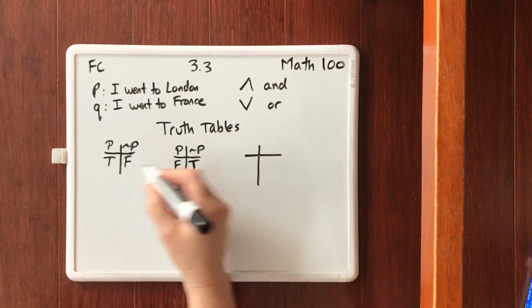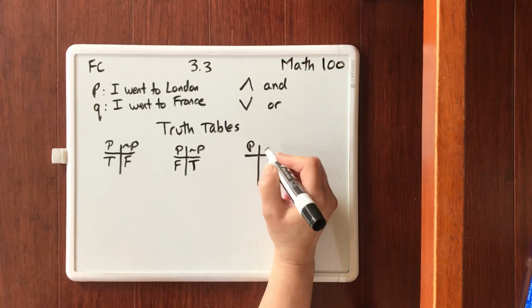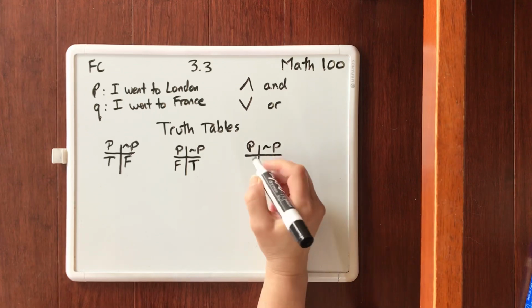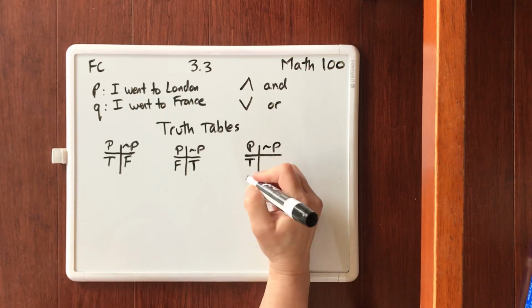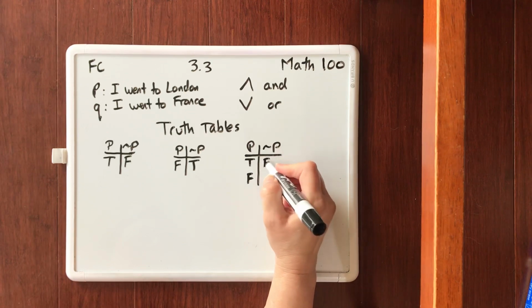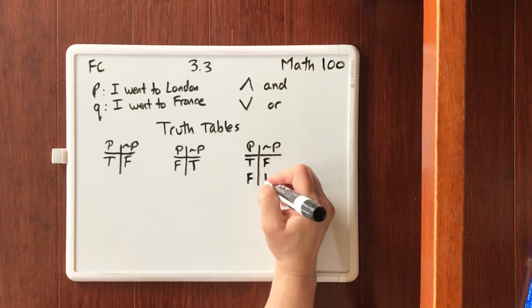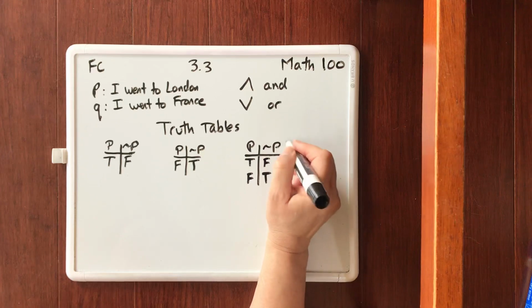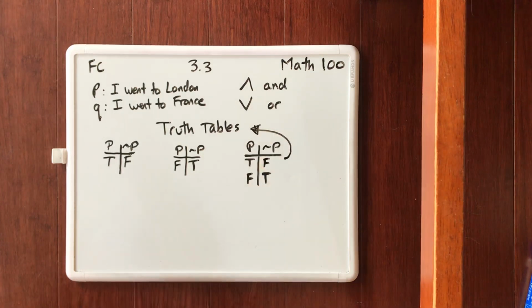Okay, so let's put this under one table. We have P, not P. We have true and false. So if P is true, not P is false. And if P is false, not P is true. So this is a truth table.